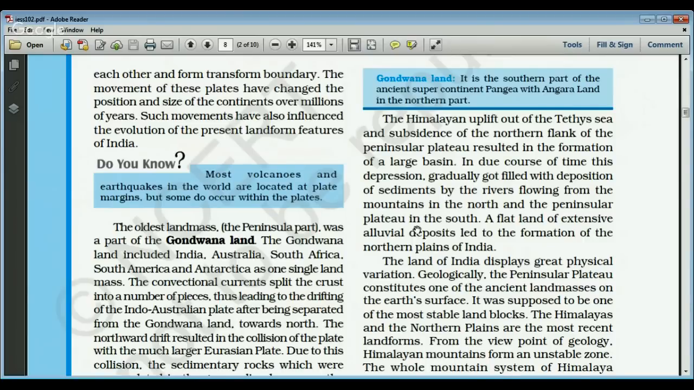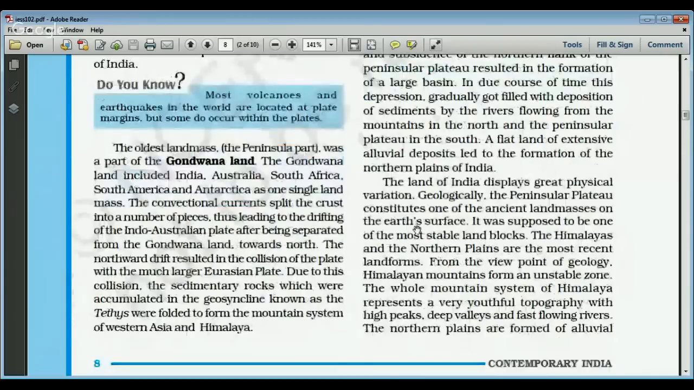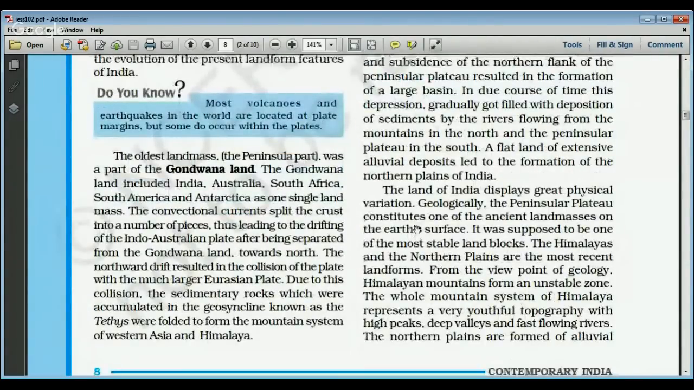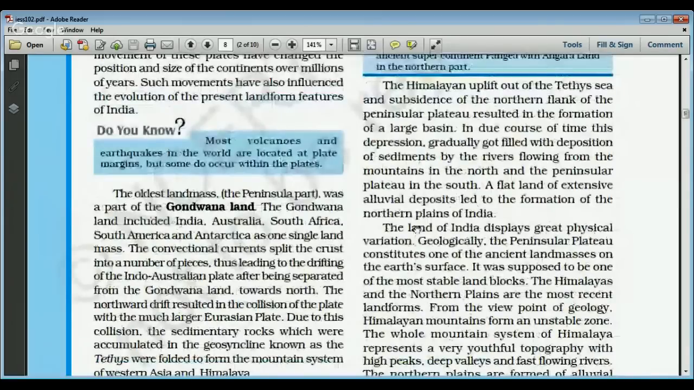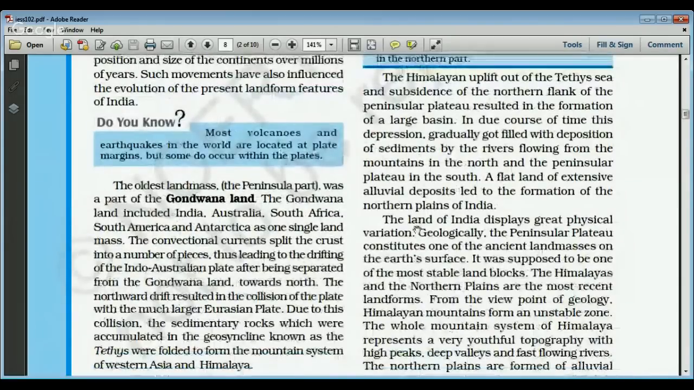So that depression gradually got filled with the deposition of sediments by rivers such as the Ganga, Yamuna, and the various tributaries of the Indus, flowing from the mountains in the north and the peninsular plateau in the south. This resulted in the formation of flat land of extensive alluvial deposits, and that led to the formation of the northern plain of India.